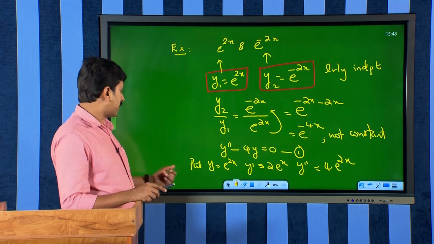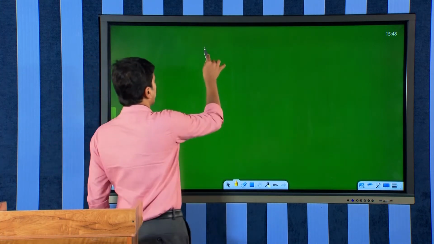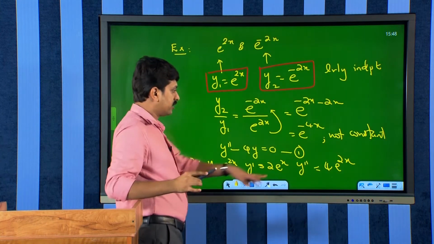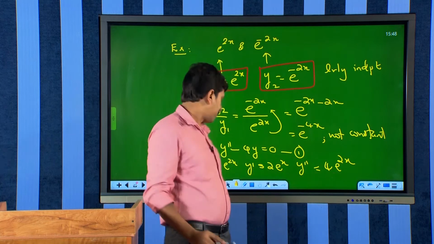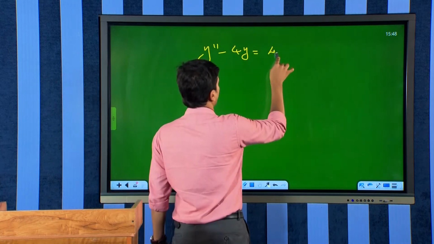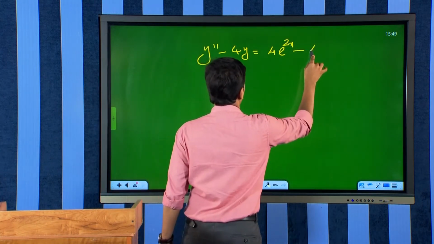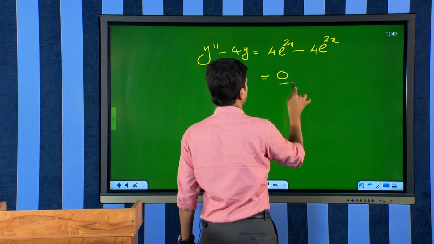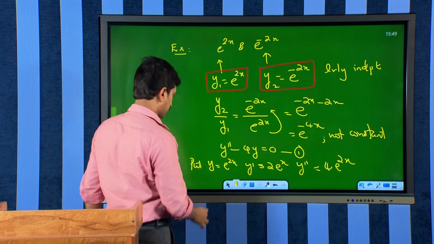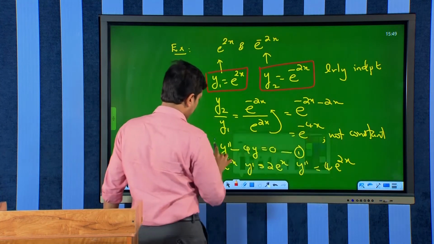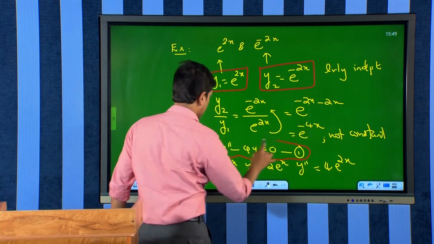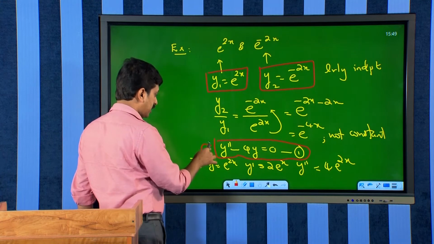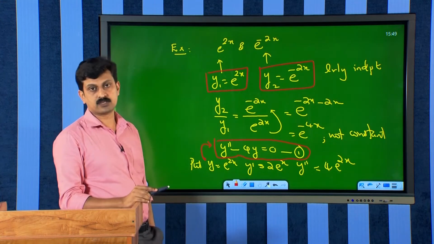So y double dash minus 4y is equal to, y double dash is actually 4e raised to 2x, minus 4 into y, which is e raised to 2x. So therefore this is equal to 0, and it satisfies the differential equation. So we can say that e raised to 2x is a solution of the differential equation.